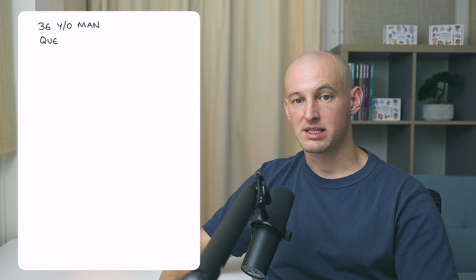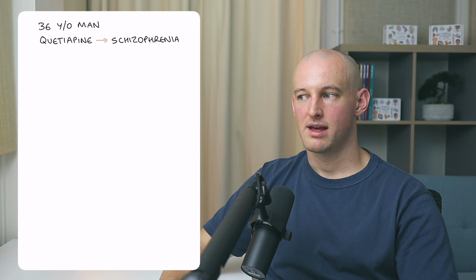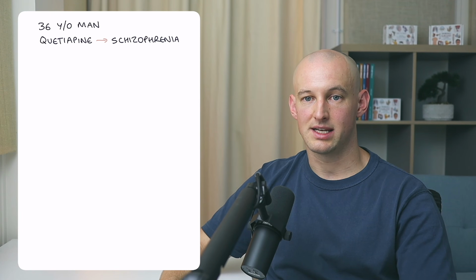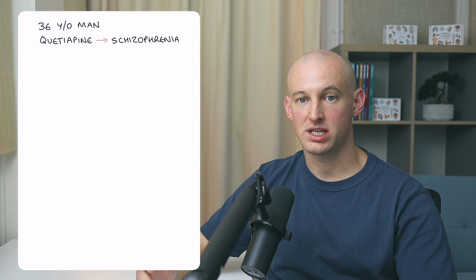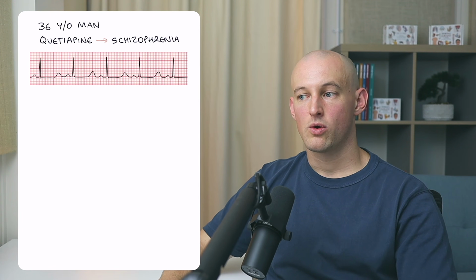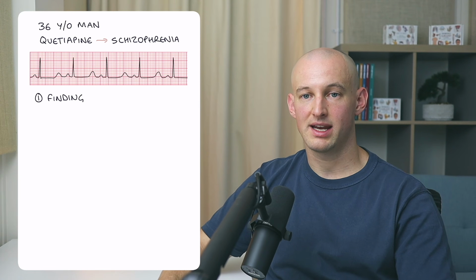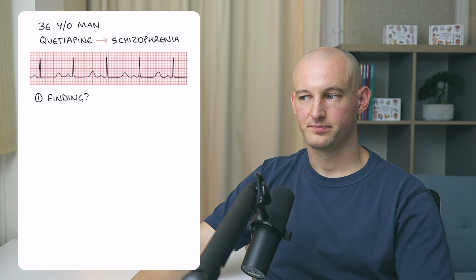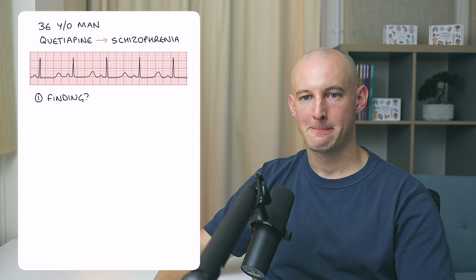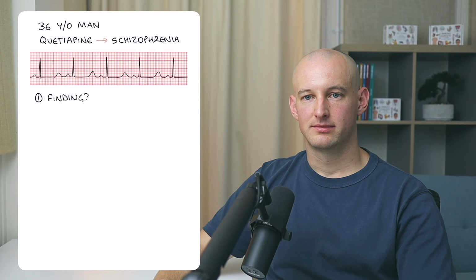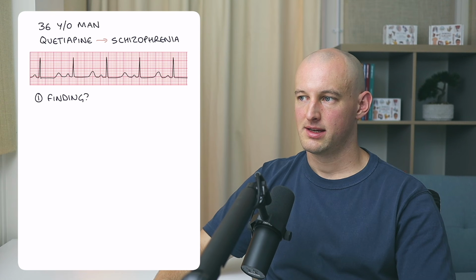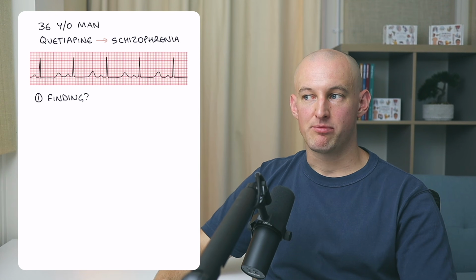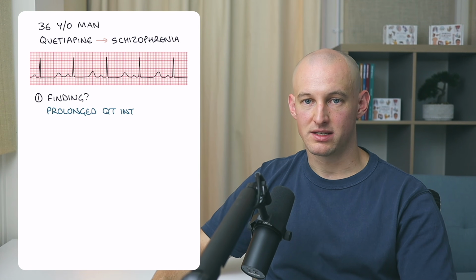The next case is a 36-year-old man who takes quetiapine for schizophrenia, and he attends for a routine ECG. And this is what his ECG shows. Question 1. What is the key finding here on the ECG? You can see a prolonged QT interval.